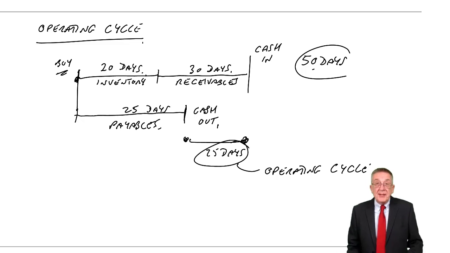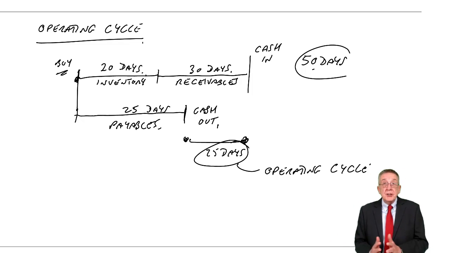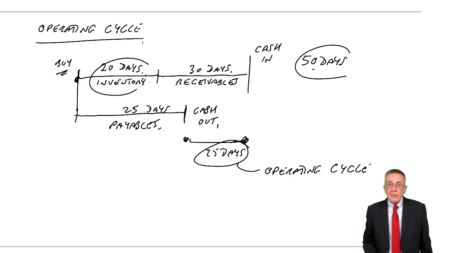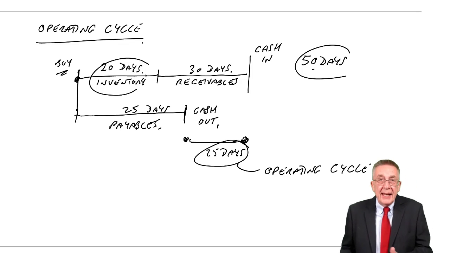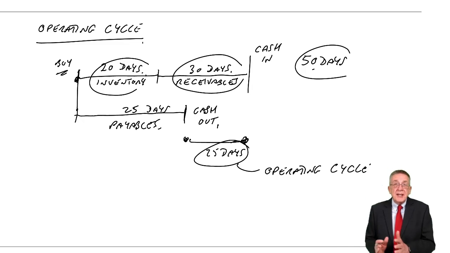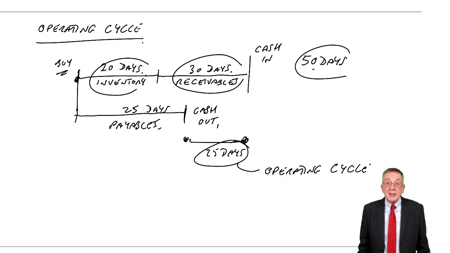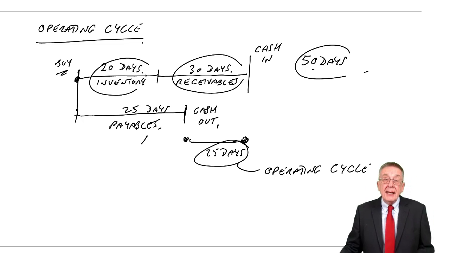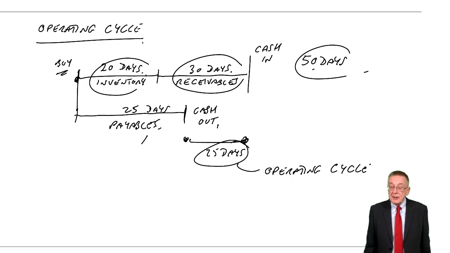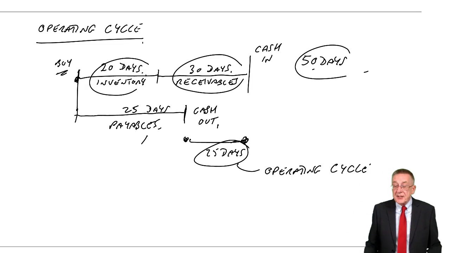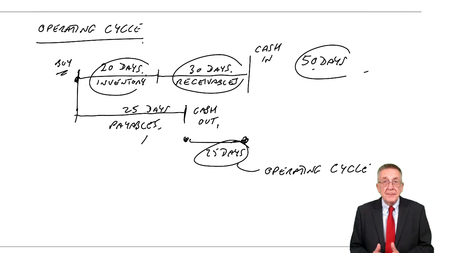And surely any business would want to keep that period as short as possible. How can they make that period shorter? They could make it shorter by having less inventory, inventory only sitting there, only 10 days worth of inventory. They could make it shorter by getting receivables to pay faster. If receivables pay us faster, we get the cash in sooner. Or we can make it shorter by taking longer credit from our suppliers. If we took 30 days instead of 25 days to pay suppliers, again, the operating cycle will get shorter.